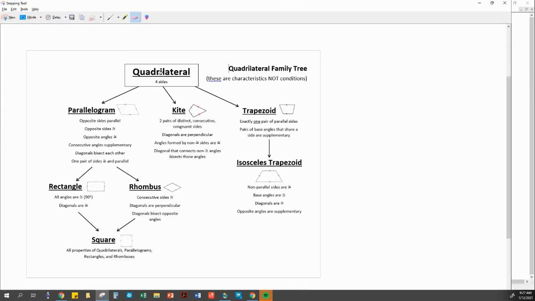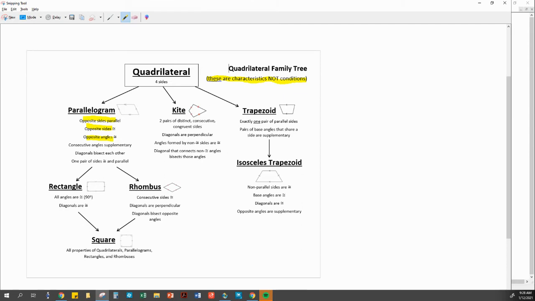Now, one thing I want you to look at is this quadrilateral family tree. This can be found on my Schoology course, but be very careful here, all right? It even says right here, these are characteristics, not conditions. So there's a bunch of characteristics that you get if you have a parallelogram. The opposite sides are parallel, the opposite sides are congruent. These are often a lot like the conditions, but some are just a tad bit different.